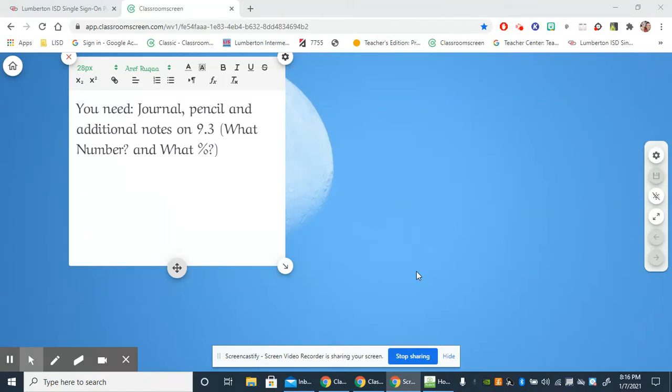Today, which will be Friday, we're going to be going over solving percent problems, which is 9.3. You'll need your journal, pencil, and then those additional notes on 9.3. They're titled what number and what percent. So we're going to be adding those to our journal. So let's get going. We're going to start off with our title.